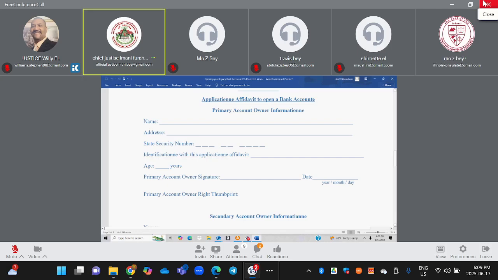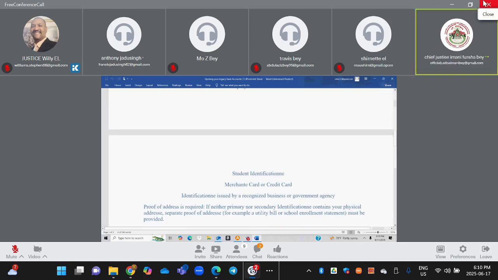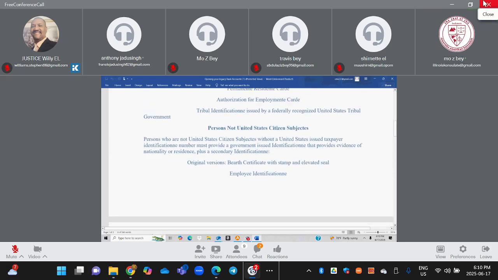Islam, I have a quick question on the identification. I haven't made my Moorish driver license card yet. So if I go through this process and I don't have that, is that necessary, or would just my original birth certificate and my Moorish ID identification work? Would that be okay with this?